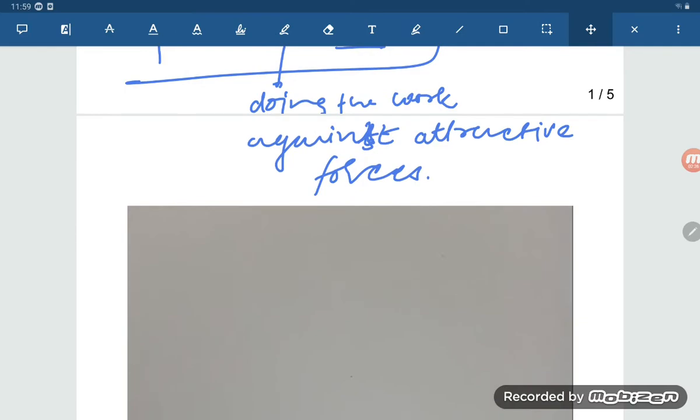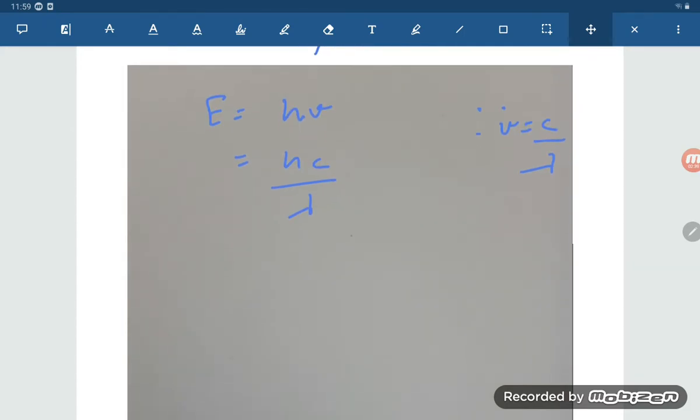First you calculate the energy. E is equal to what, students? E is equal to h nu. Since nu is equal to c by lambda, this equation becomes hc by lambda. The h value, the Planck constant, is 6.626 into 10 power minus 34, and c is 3 into 10 power 8 meter per second. The energy will come in joule. The lambda value they have given is 300 nanometer.